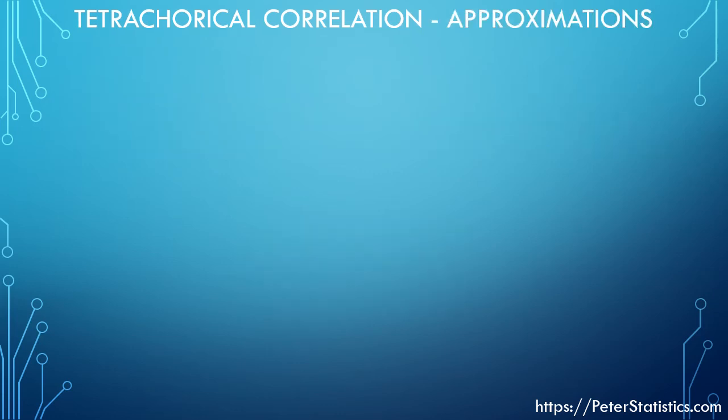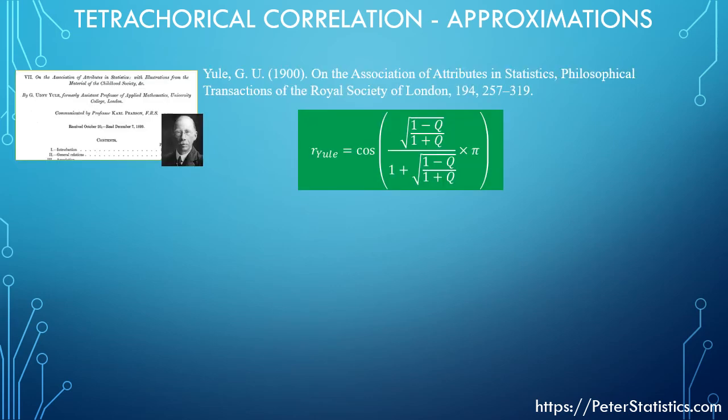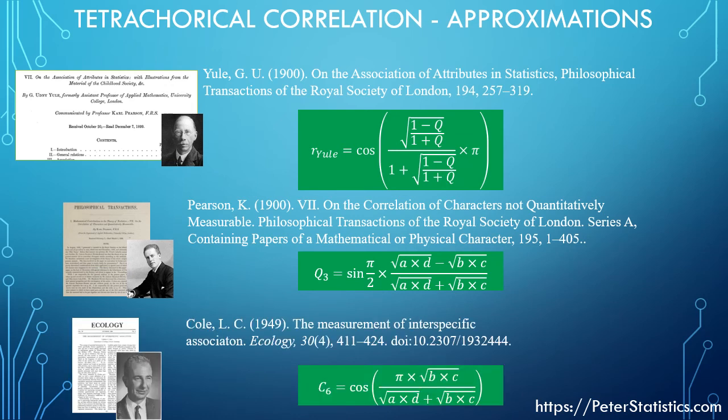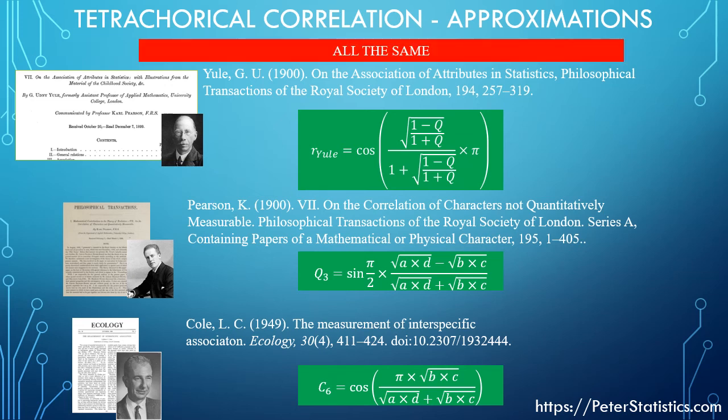Since this is quite tricky to actually do, there have been some formulas that try to approximate what the tetrachoric correlation should be. So Yule was one of the first who came up with one of these. This is his formula. Pearson had a similar one, and also Cole had his C6. All these three are exactly the same. So Yule's correlation, Pearson's Q3 and Cole's C6 will give you the exact same result. So these were just approximations for the tetrachoric correlation.